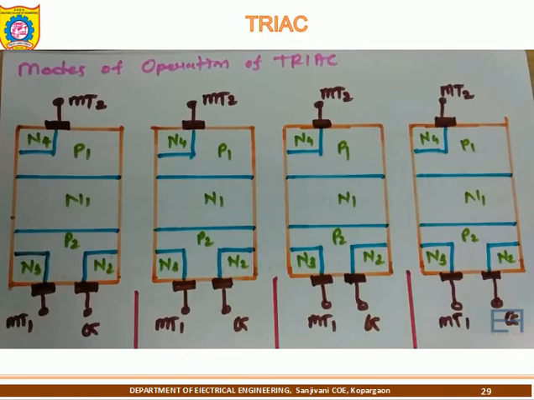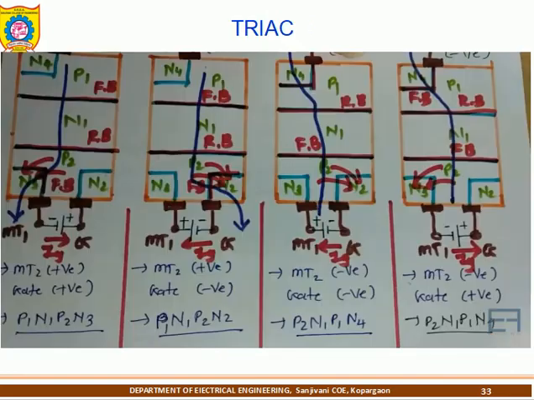The next one is the 4 modes of operation of the TRIAC. It consists of 4 modes of operation. You can draw the construction diagram: here is MT1, MT2 is on the opposite side, and the gate is near MT1. How the power flows from MT2 to MT1, in which direction it flows, is divided into these 4 modes of operation. You can look at these diagrams, then it will be easy to understand.